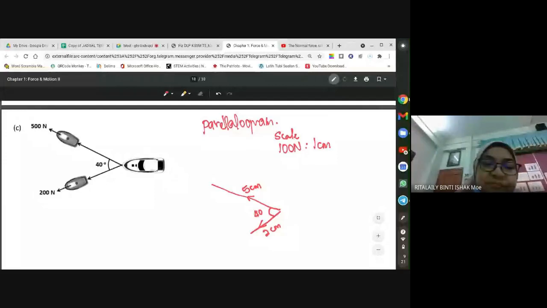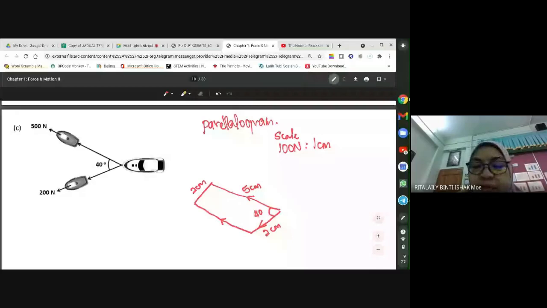And as for 500 Newton, if we draw a line that is the same direction and same length, it is also the same force. Okay, and then we draw another one parallel to the 2 cm. So lastly, to determine the resultant force, how do we determine the resultant force? So let's look at the arrow.